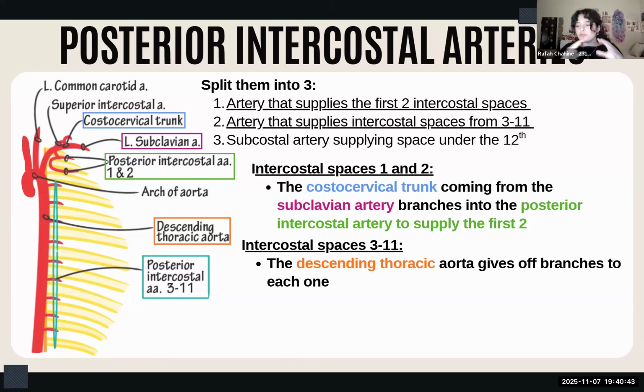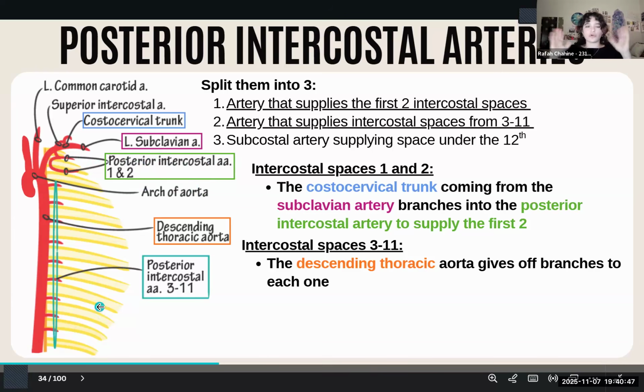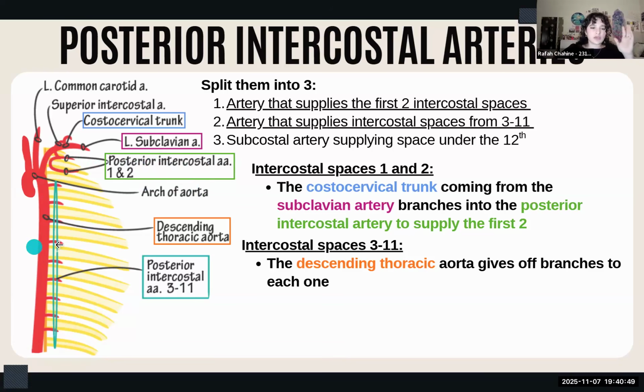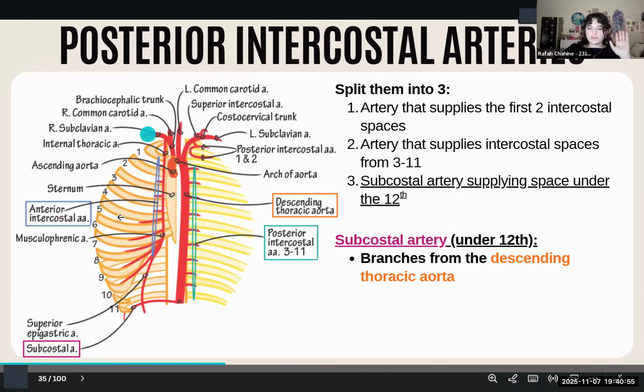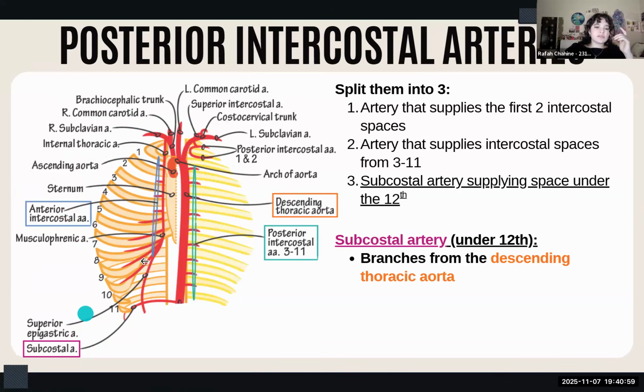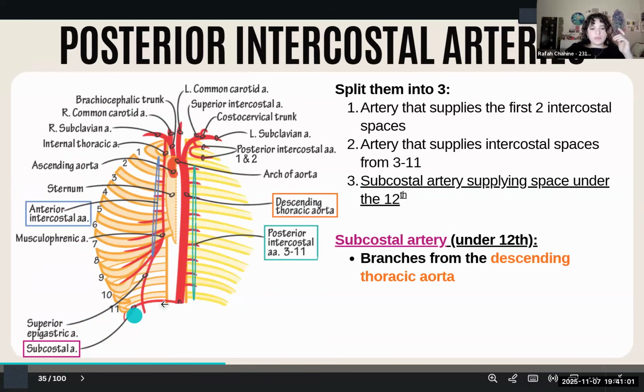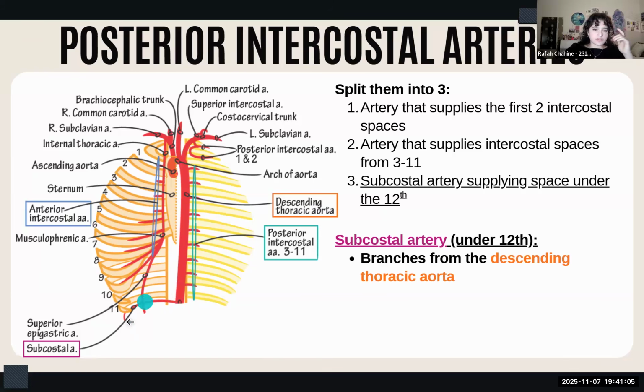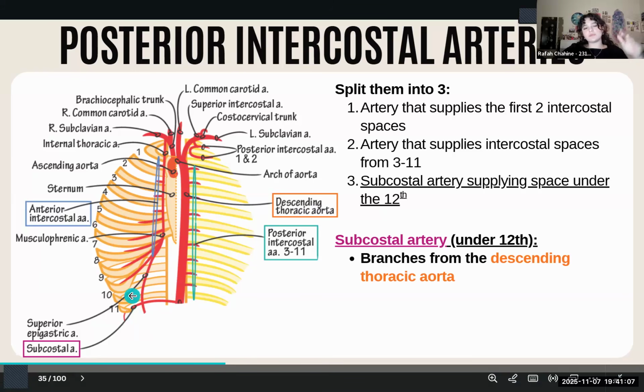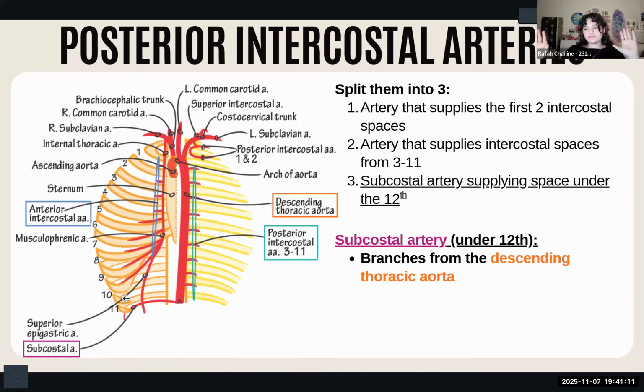Okay. Now we're going to move on to intercostal spaces 3 till 11. Those, very simply, are all going to come from the descending thoracic aorta, as you can see right here. Okay. Now let's move on to the subcostal artery. This is the complete picture. I broke it up to not overwhelm, but this side is the one that shows the subcostal artery, okay? So as you can see, from the descending thoracic aorta, we get this branch right here. That's the subcostal artery supplying the space under the 12th rib. Are we good with the posterior intercostal arteries?